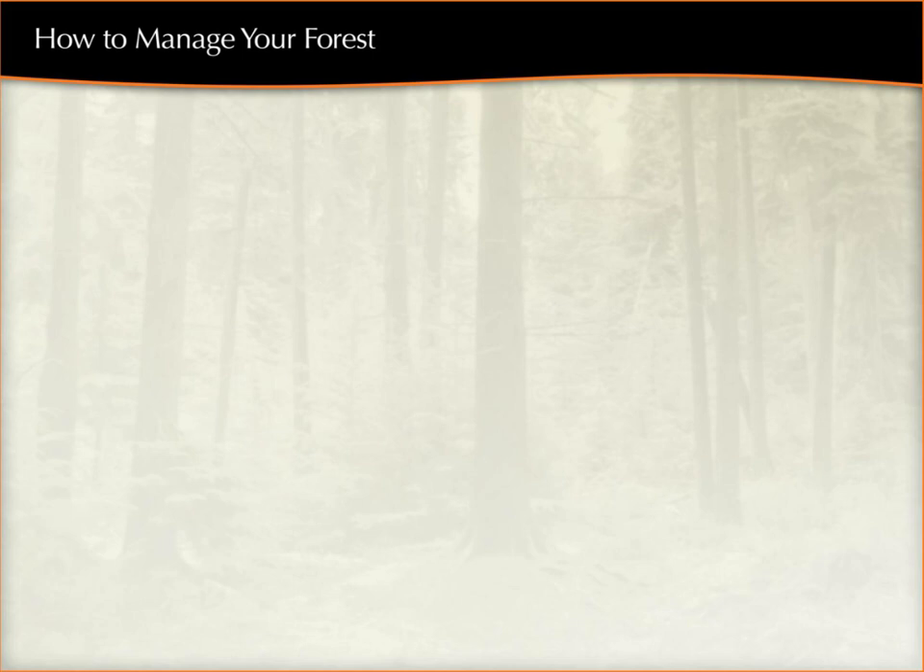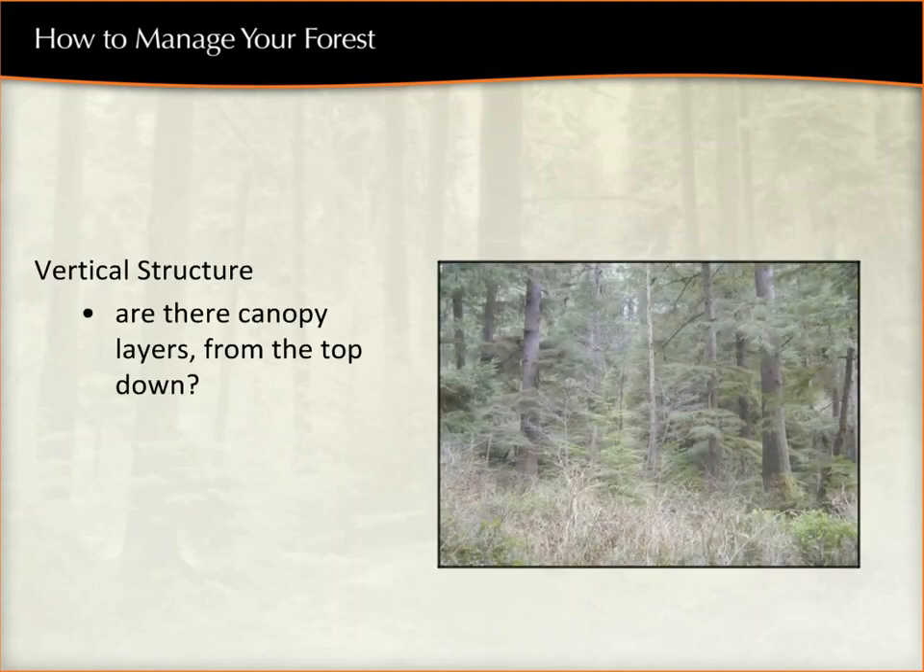In terms of vertical structure, we look at canopy layers from the top down. Are there many different layers of foliage, from the tallest tree down through the smaller trees to the understory trees and shrubs? Or is the forest characterized by a single canopy layer? In terms of horizontal structure, is the forest uniform across a large area?